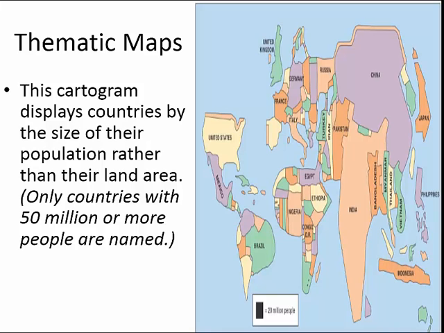Populations in this map with less than 50 million, they're not even named. So Canada's not even named. The United States is, because we do have a population of more than 50 million people.